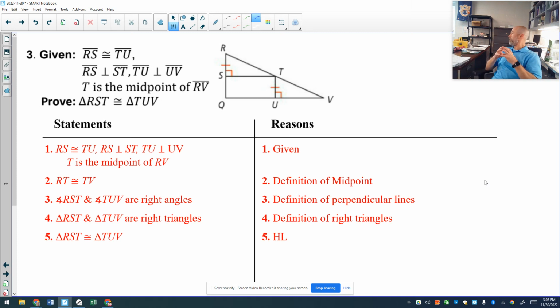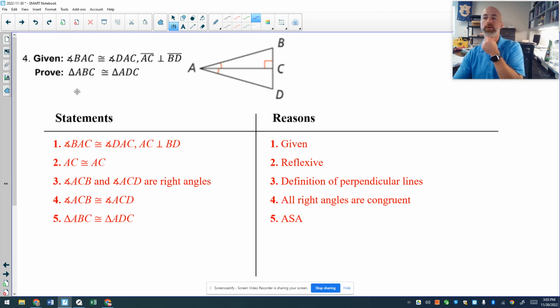If you're going to say that the angles are congruent, that RST and TUV are congruent angles, then you can say all right angles are congruent. But with hypotenuse leg, we don't need congruent angles. You just need to know that we have a right triangle. Are we good? All right, going on to 4.